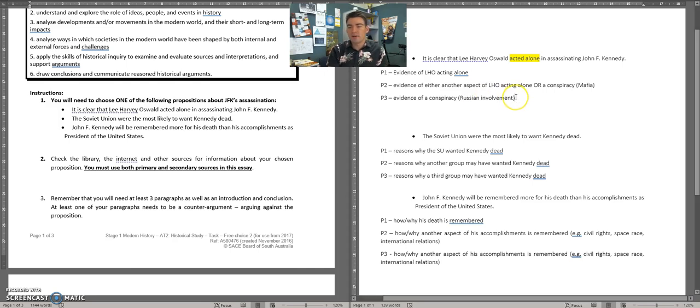If I have 2 paragraphs that say it was more a conspiracy, then in my conclusion I'll be saying it's not clear that Lee Harvey Oswald acted alone, that actually potentially is not true.